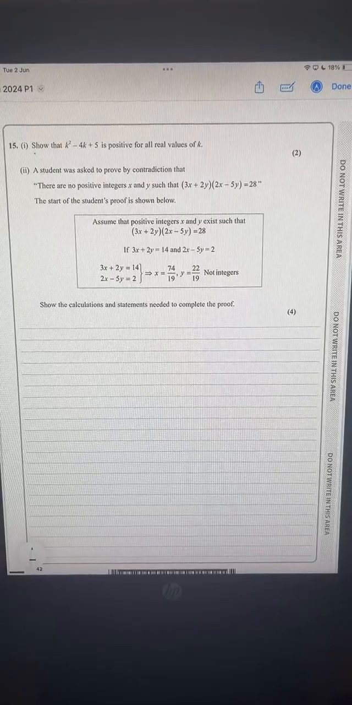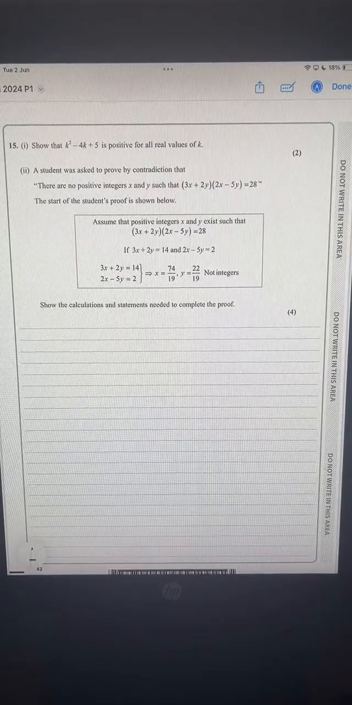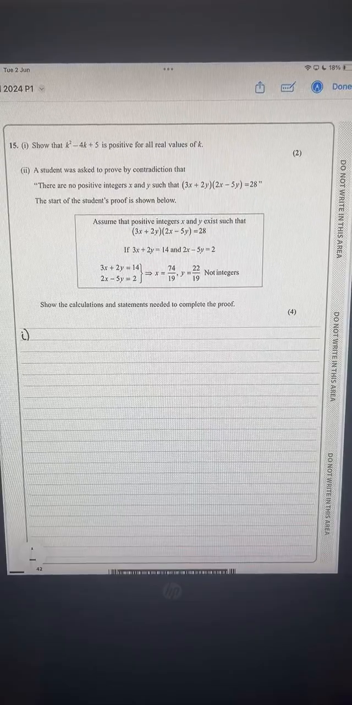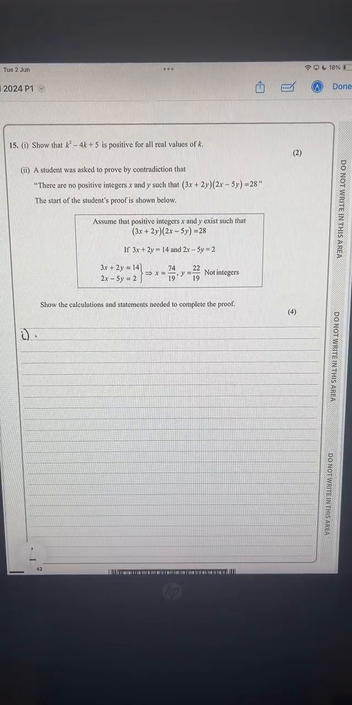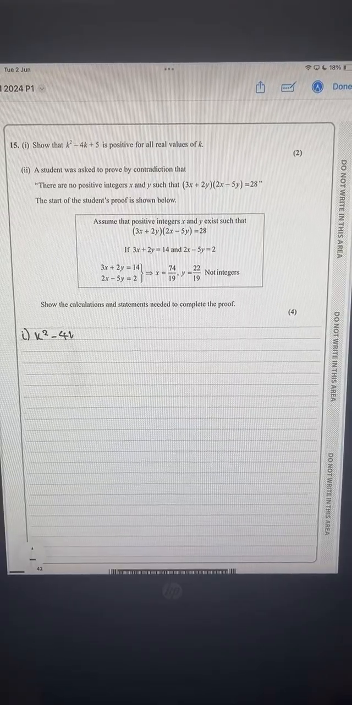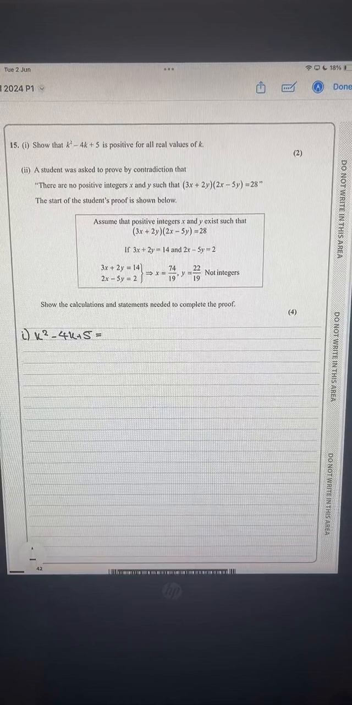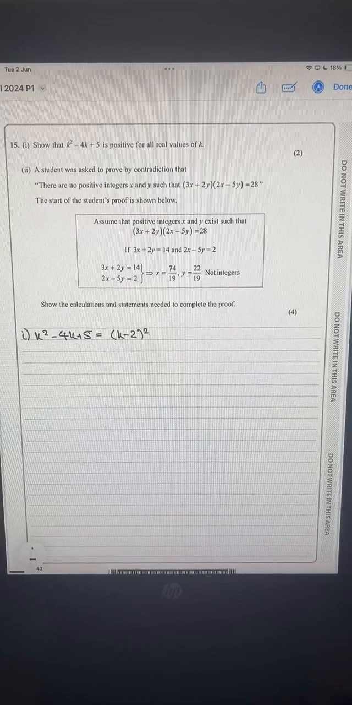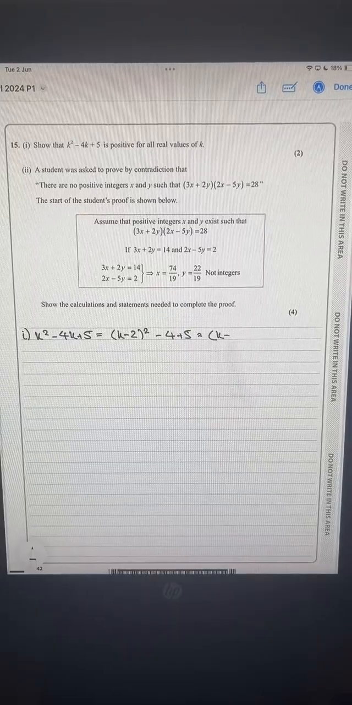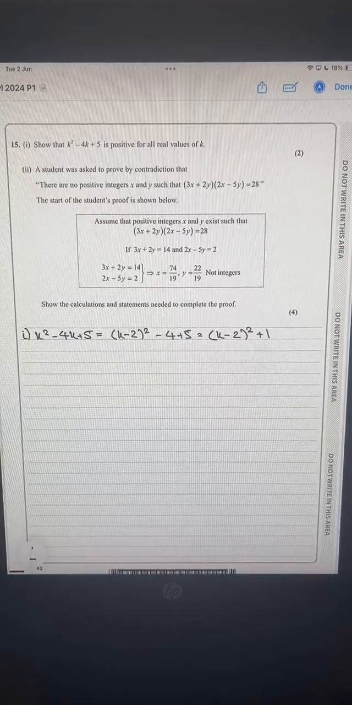So for 15, part 1, show that this is positive for all real values of k. How am I going to show it's positive? Well, I need to show that it is never negative. So I've got my function k squared minus 4k plus 5, and I'm going to complete the square. So I have (k minus 2) squared minus 4 plus 5, and that's equal to (k minus 2) squared plus 1. Now, how am I going to show that this is positive?